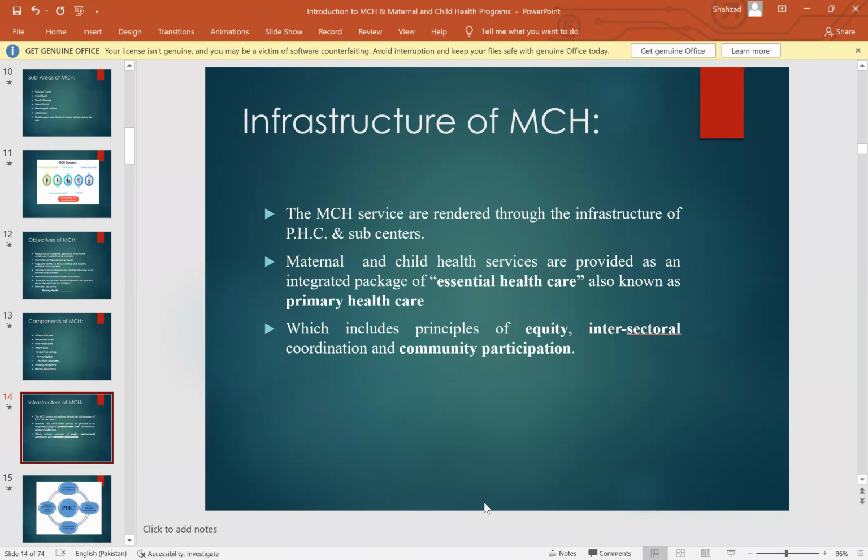Infrastructure of MCH. The MCH services are rendered through the infrastructure of primary health care and sub-centers. Maternal and child health services are provided as an integrated package of essential health care, also known as primary health care, which includes principles of equity according to need, intersectoral coordination, and community participation.